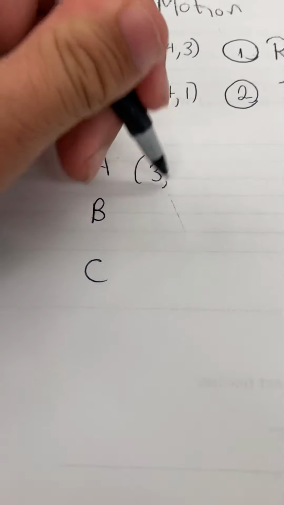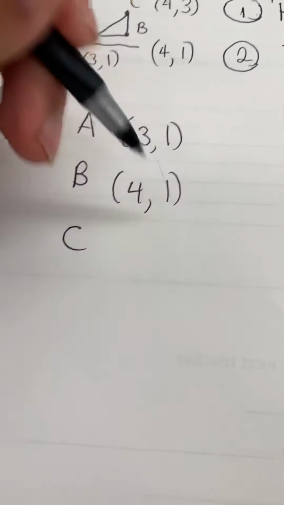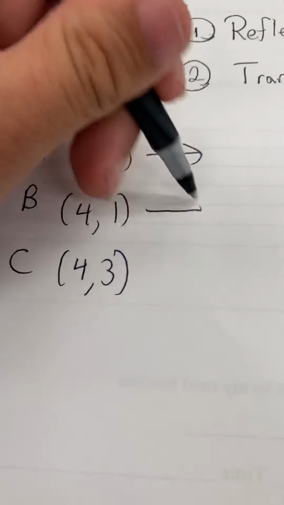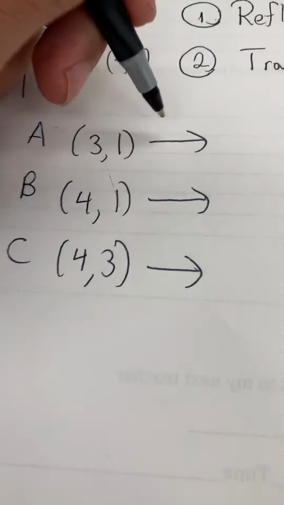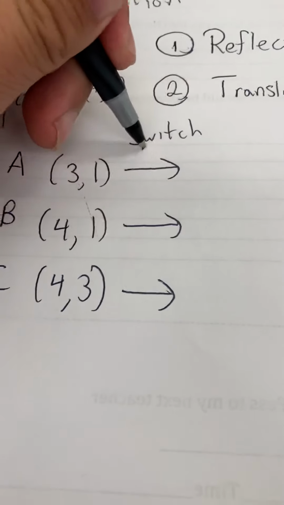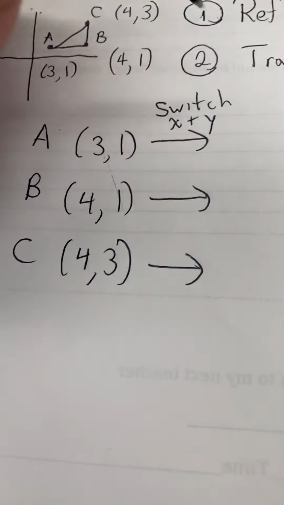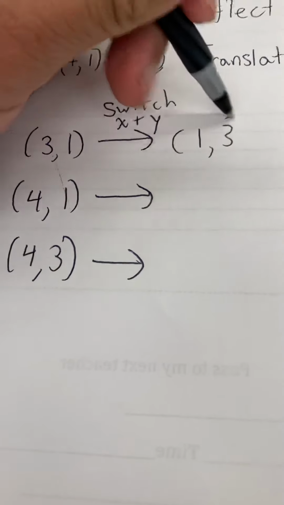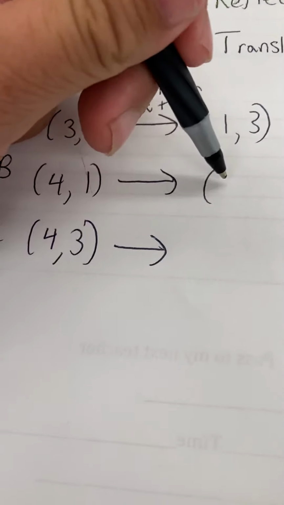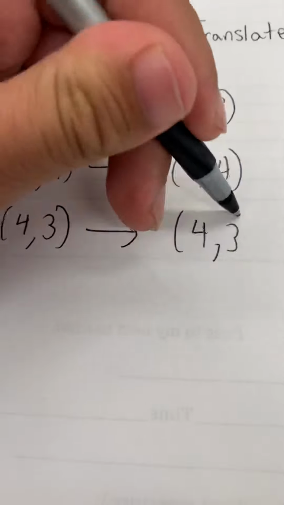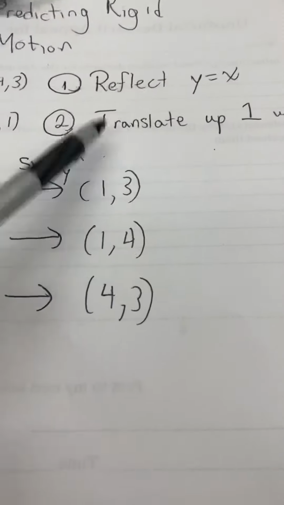Well, take all the points, write them down. 3, 1, 4, 1, 4, 3, and then follow the instructions in the chart. For example, the instructions for reflect over y equals x say switch x and y. Take where x and y are currently and flip the position. So 3, 1 becomes 1, 3. 4, 1 becomes 1, 4. 4, 3 becomes 3, 4. And now that is the new image after the first step.